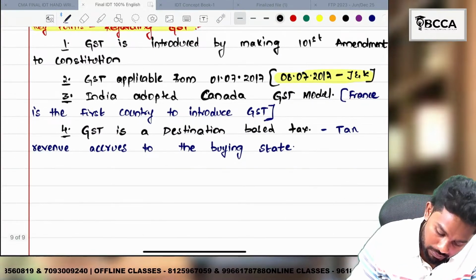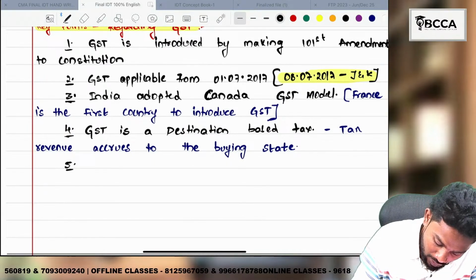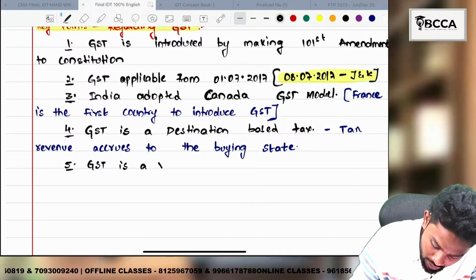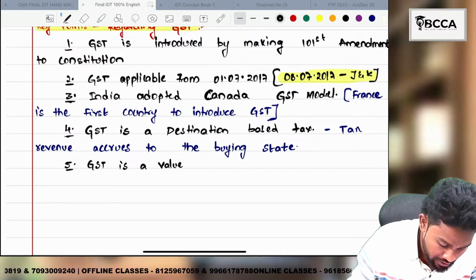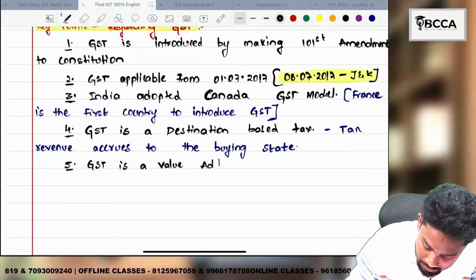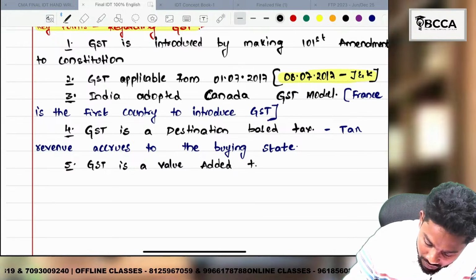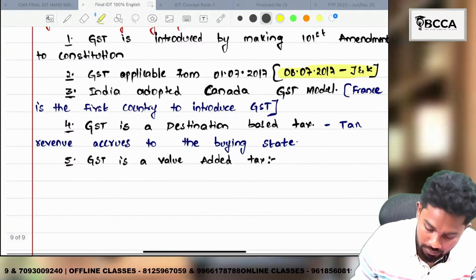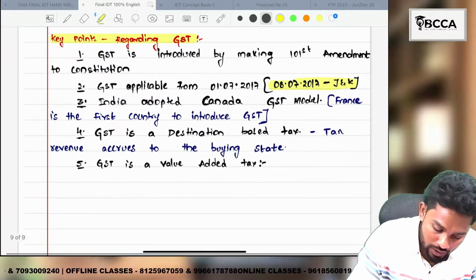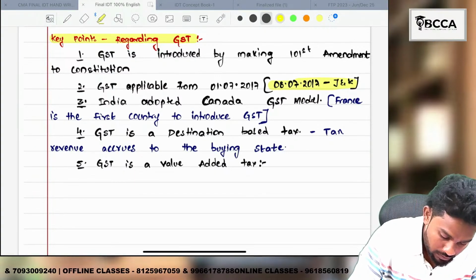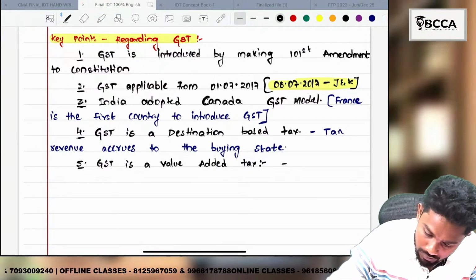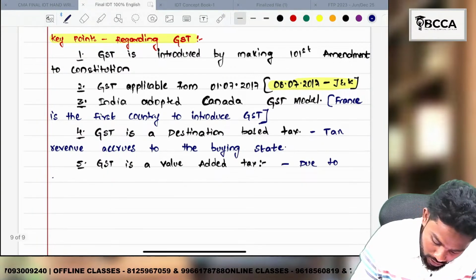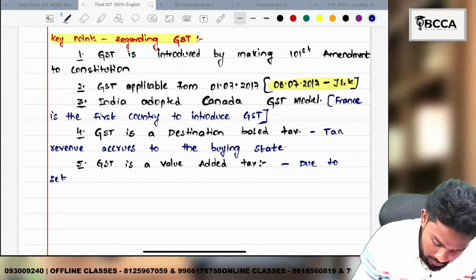Then fifth one. GST is a value added tax. GST is a what? Value added tax. So what does it mean? Value added tax meaning here, due to set off.